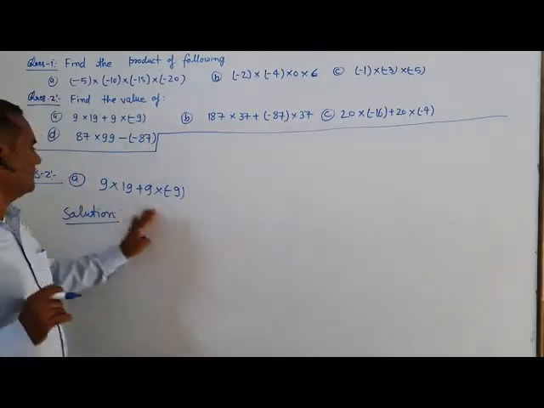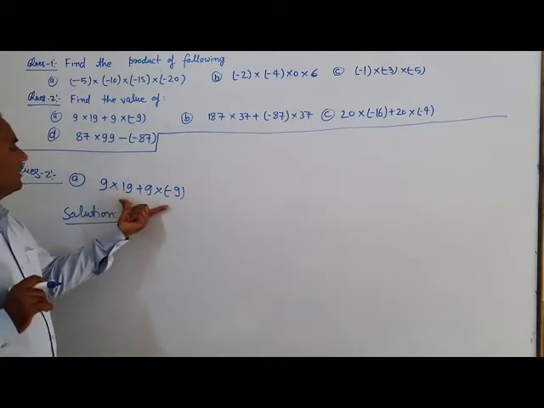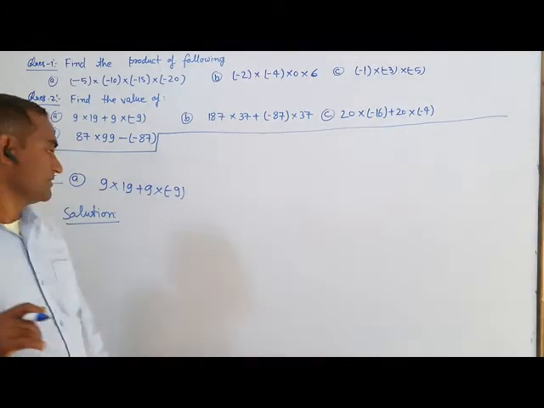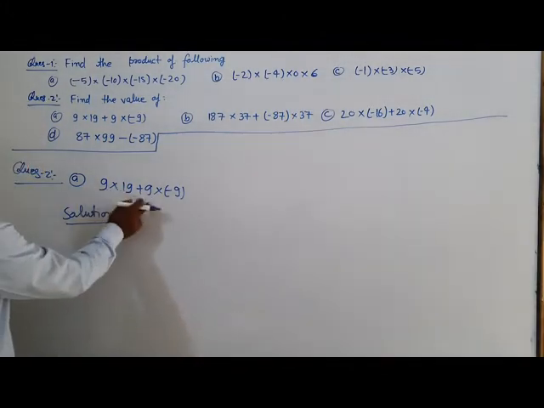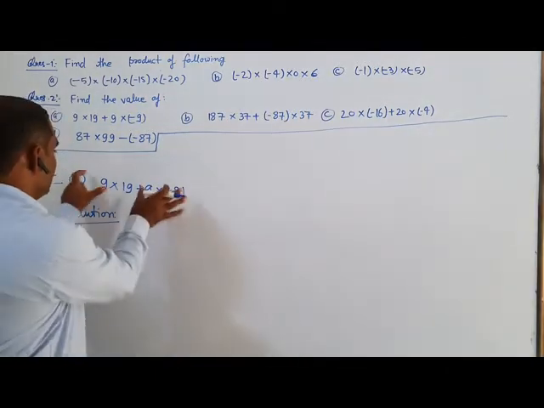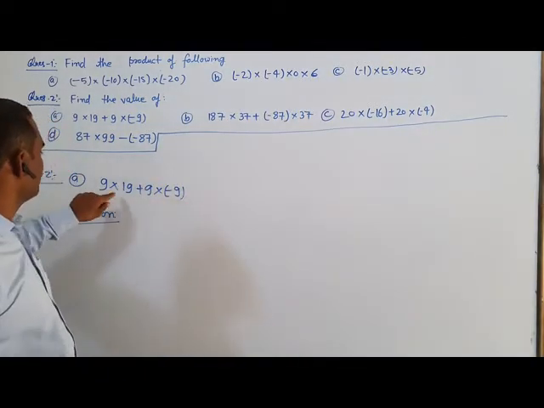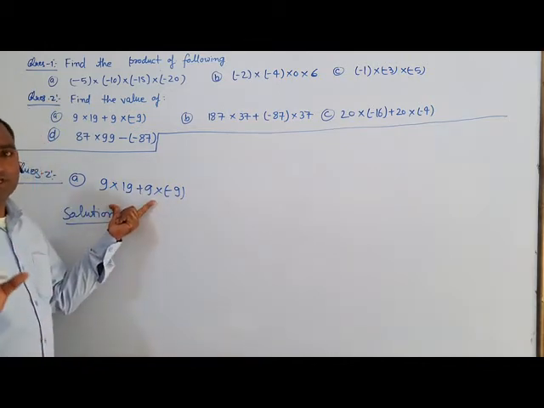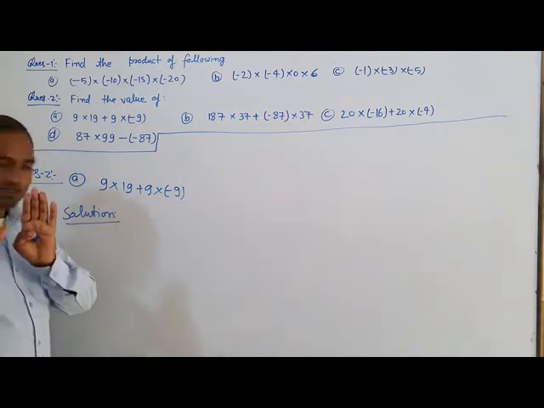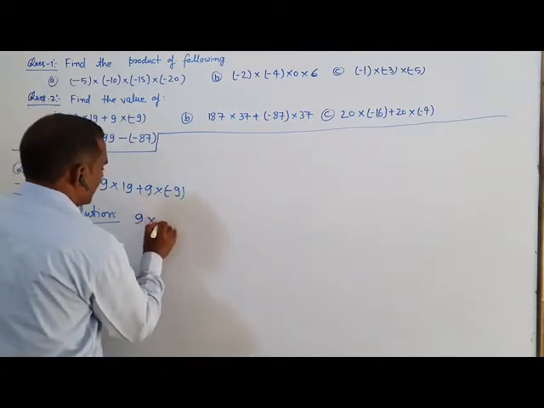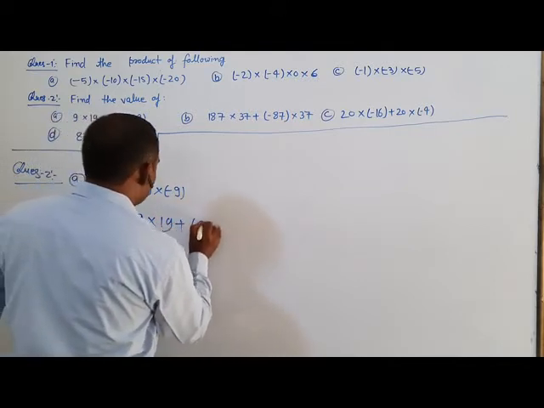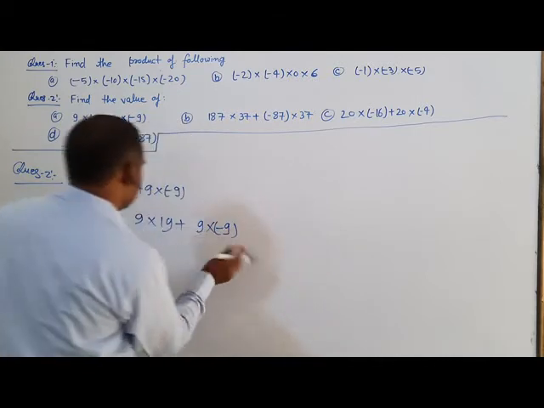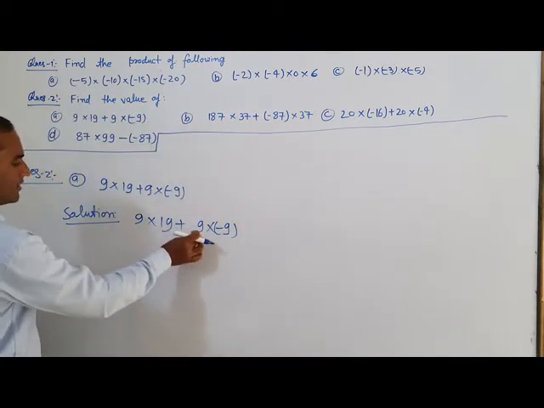So apply here. This is the distributive property of multiplication over addition. There are two terms here, 9 into 19 plus 9 into minus 9. In both terms 9 is common. So take common 9 in both.